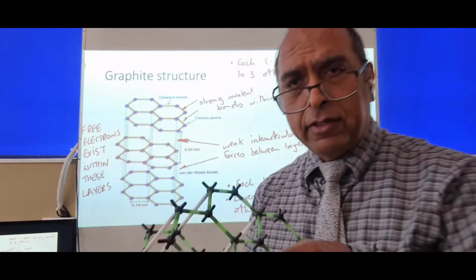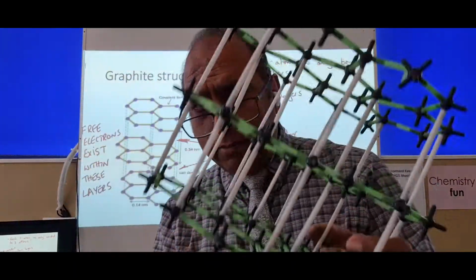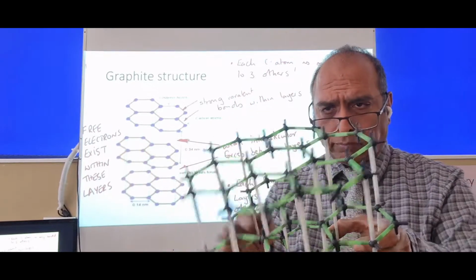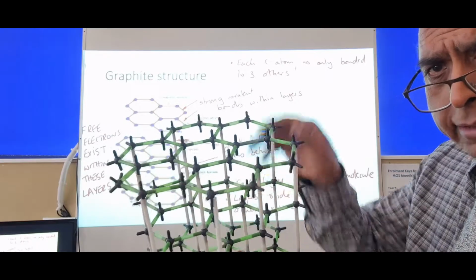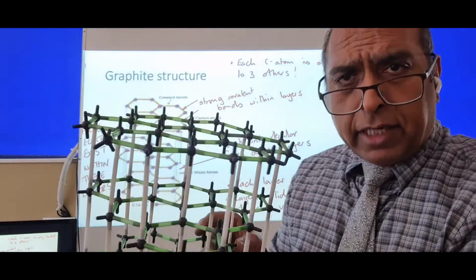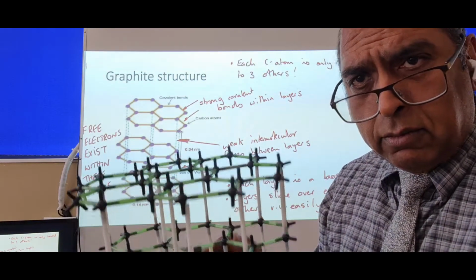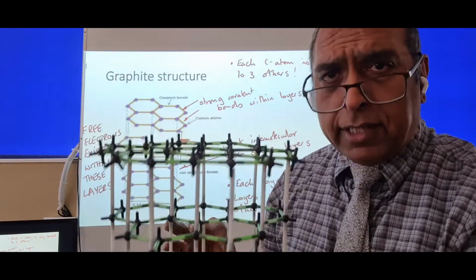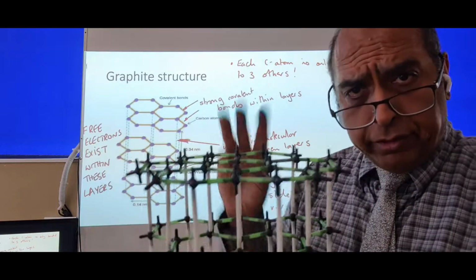Graphite is made up of the same carbon atoms that diamond is made of, but the arrangement is different. Look, within the layers there, you've got hexagons of carbon atoms, and the carbon atoms are bonded to just three others. Not like diamond, where the carbons in diamond were bonded to four others. Here, the carbons are bonded to three others.